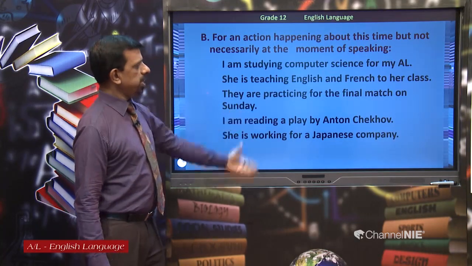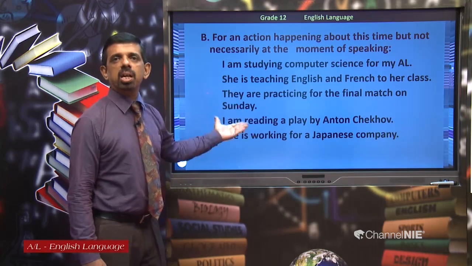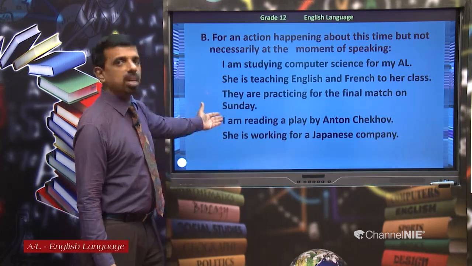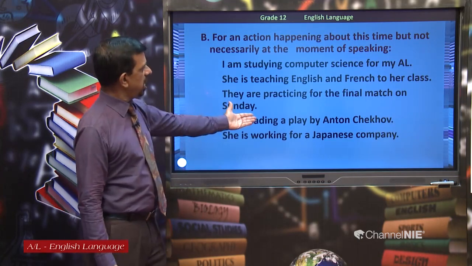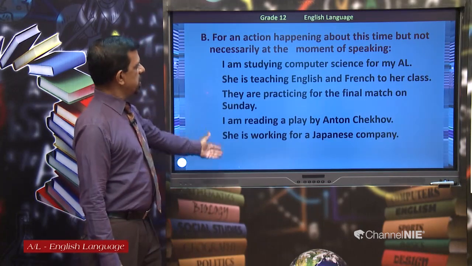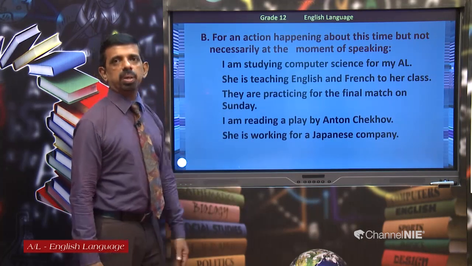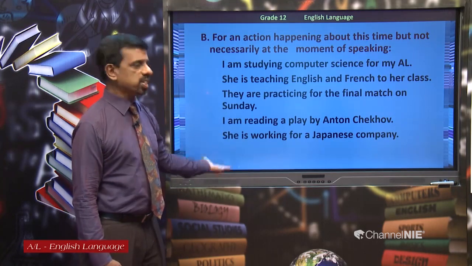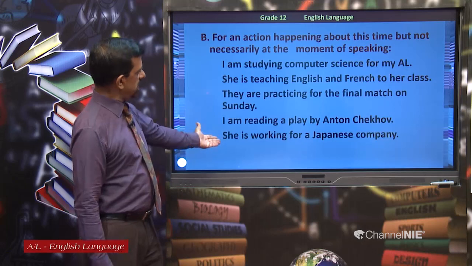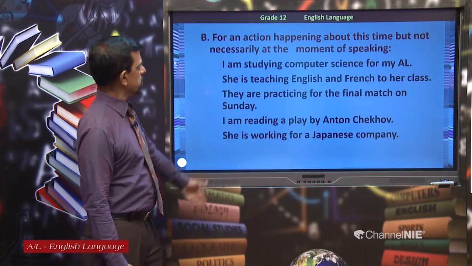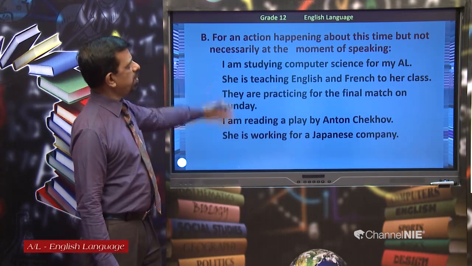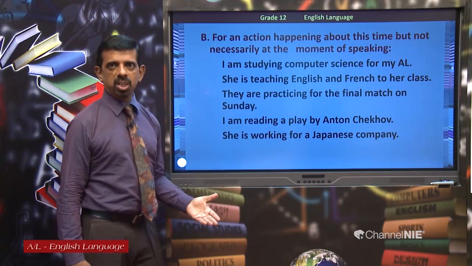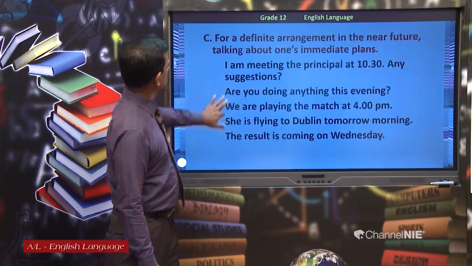I am reading a play by Anton Chekhov, so maybe I began that a few weeks back, but still I am reading it. So we can say I am reading a play by Anton Chekhov. She is working for a Japanese company, so she is still working. She started it a long time back, maybe a few years back, but still she is working. So she is saying she is working for a Japanese company. So the second use is an action happening about this time, but not necessarily at the moment of speaking. Okay, let's go to the next one.